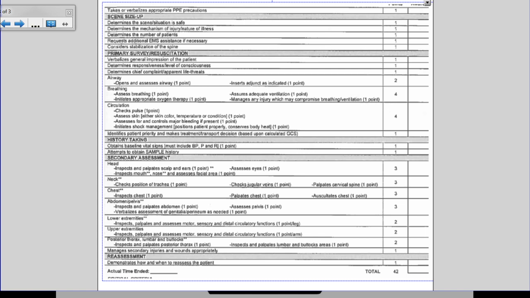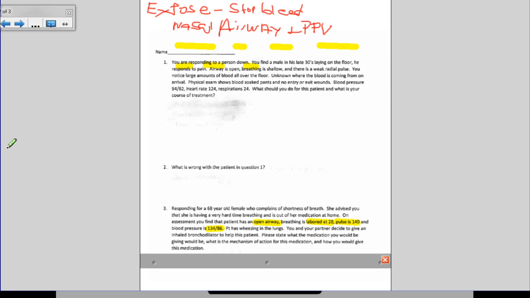Here's where we'll try to get a SAMPLE history. All right, signs and symptoms: difficulty in breathing, labored is what we get. Wheezing is a sign and symptom. Okay, A for allergies. Does not indicate that the patient has allergies. All right, so medications, we know the patient is out of their medications, so whatever that might be. We know the patient takes meds, but we're not sure what they are. And prior medical history doesn't tell us.